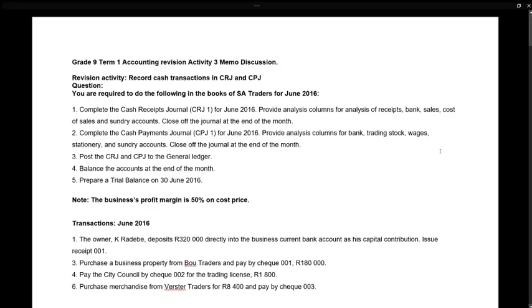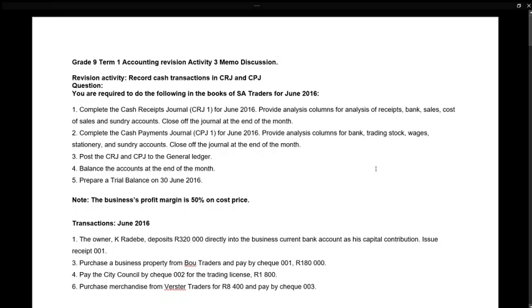Good day everyone. Today we are going to do activity 3 as part of our revision activities at the start of this lockdown. Let's go through the question. Revision activity: record cash transactions in the cash receipts journal and cash payments journal. Question: you are required to do the following in the books of SA Traders for June 2016.